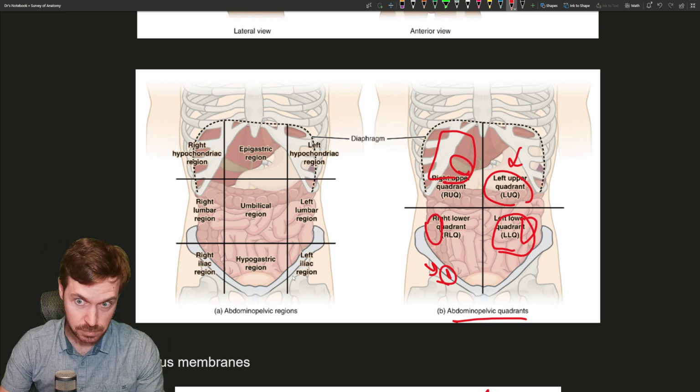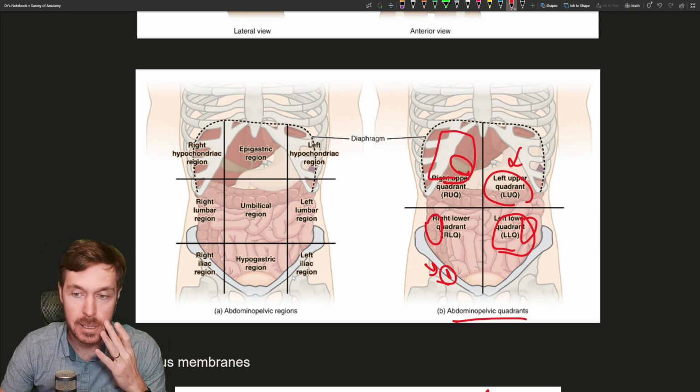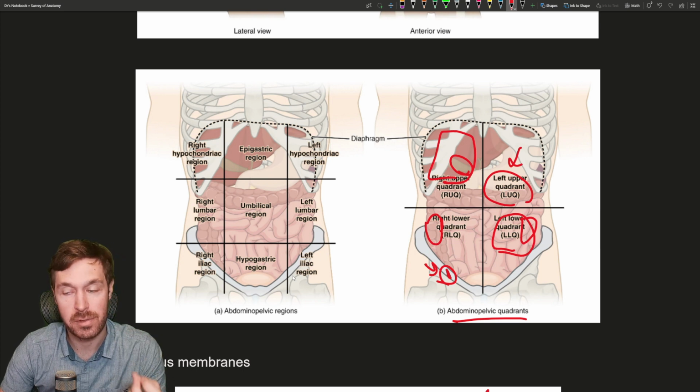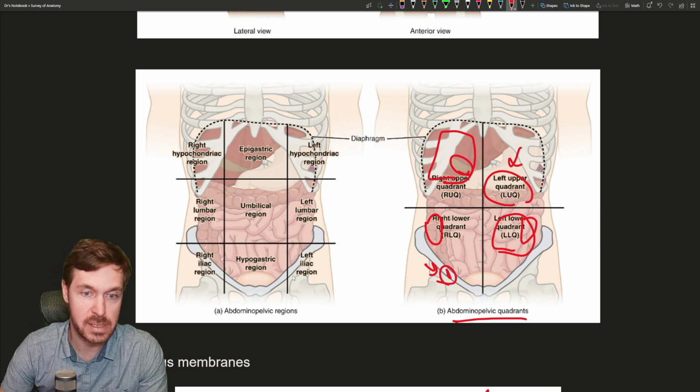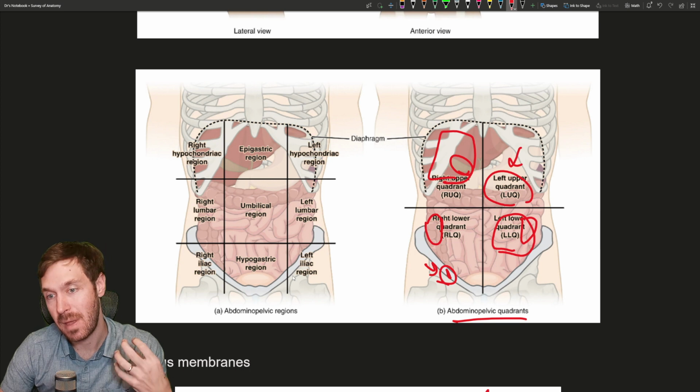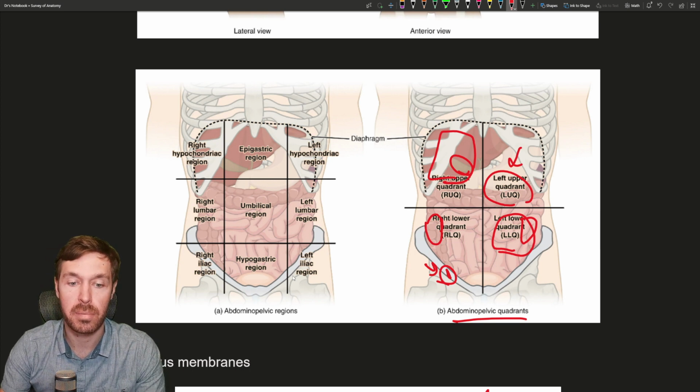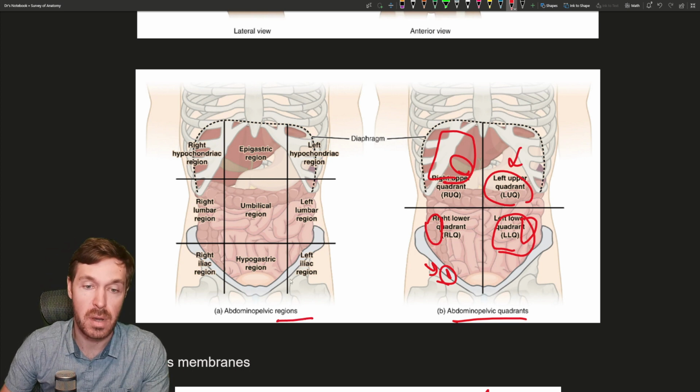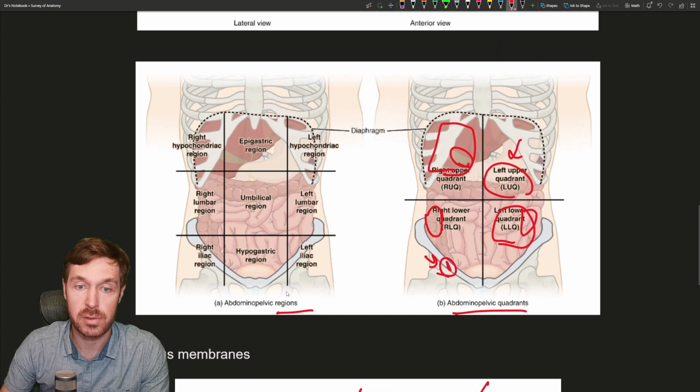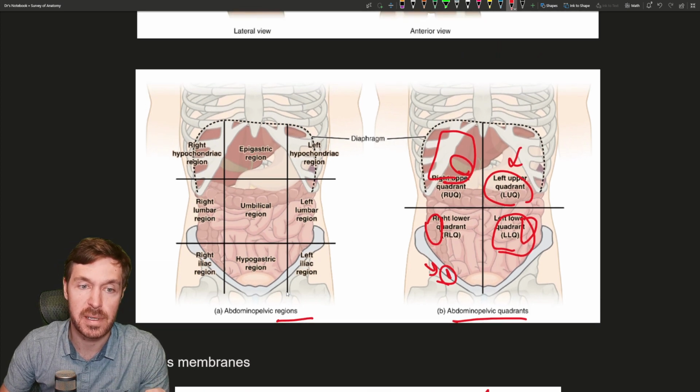So very, very important here in what's known as referred pain. People always ask, where does it hurt? And that's an important diagnostic tool. You can break that down then into 9 regions as well to get even more specific.